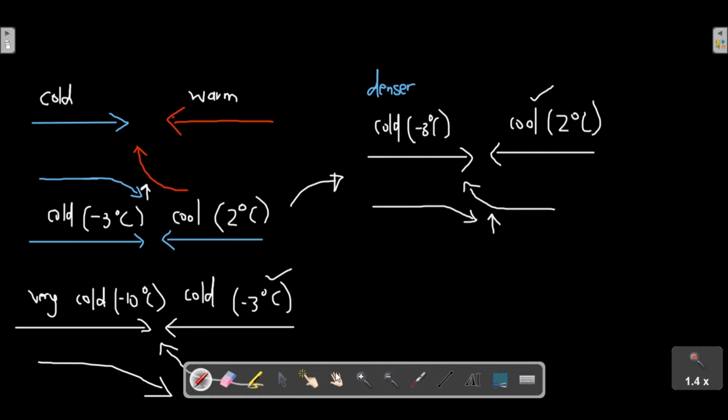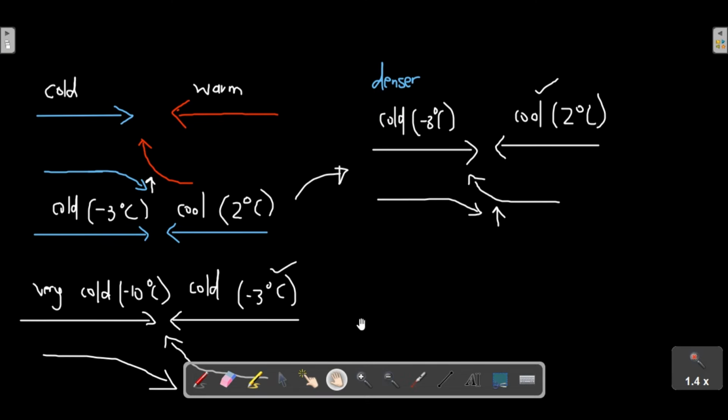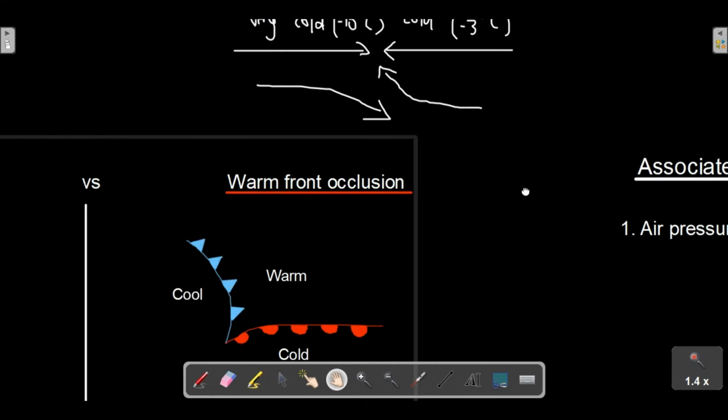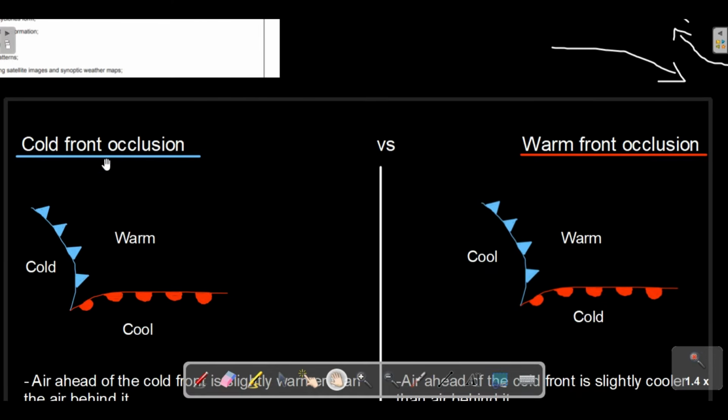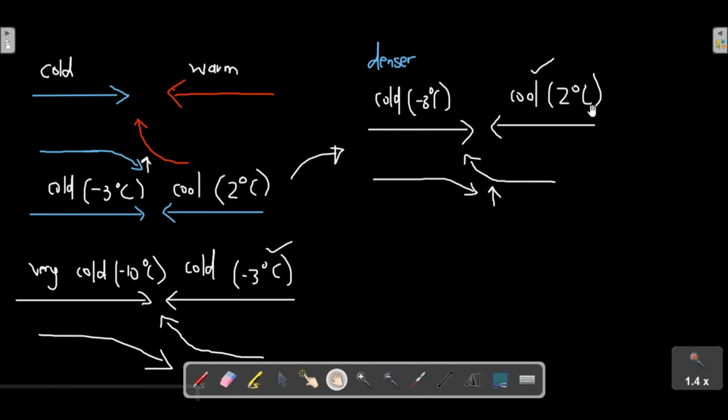Okay, so I need us to hold on to this because it's very important when you are discussing occluded fronts. In order to understand the difference between warm front occlusion and cold front occlusion, you should be able to understand this first. So this is the foundation, right?